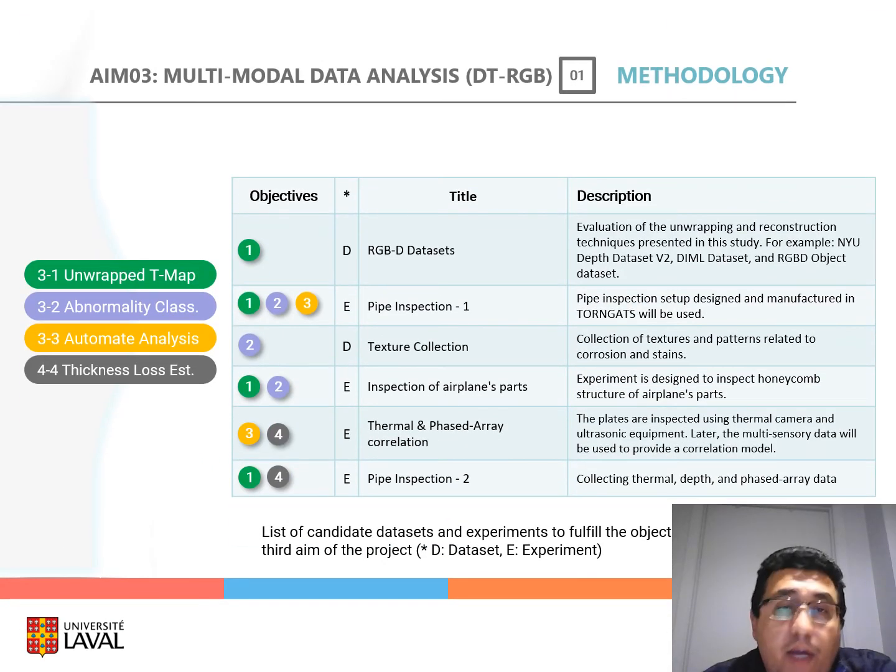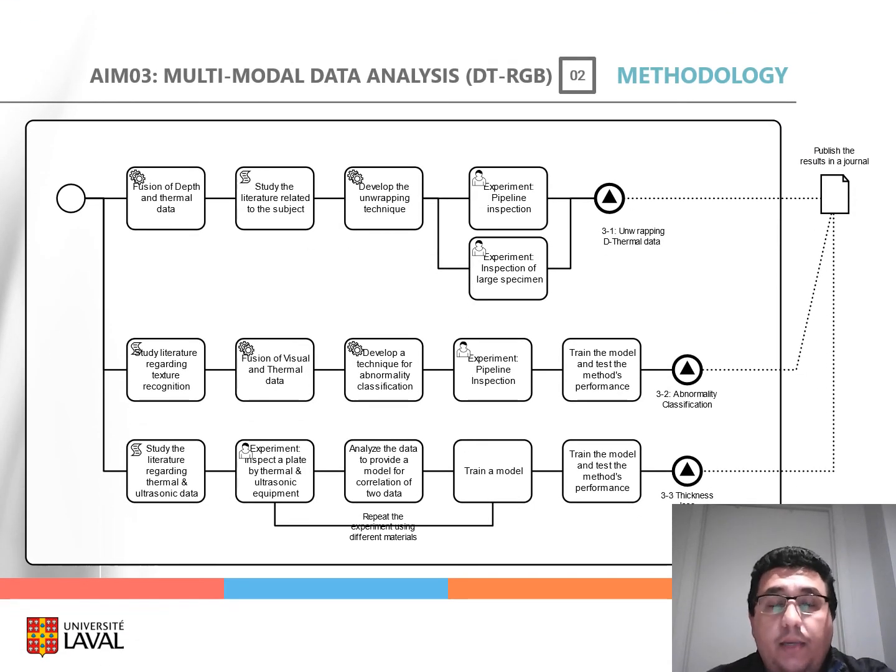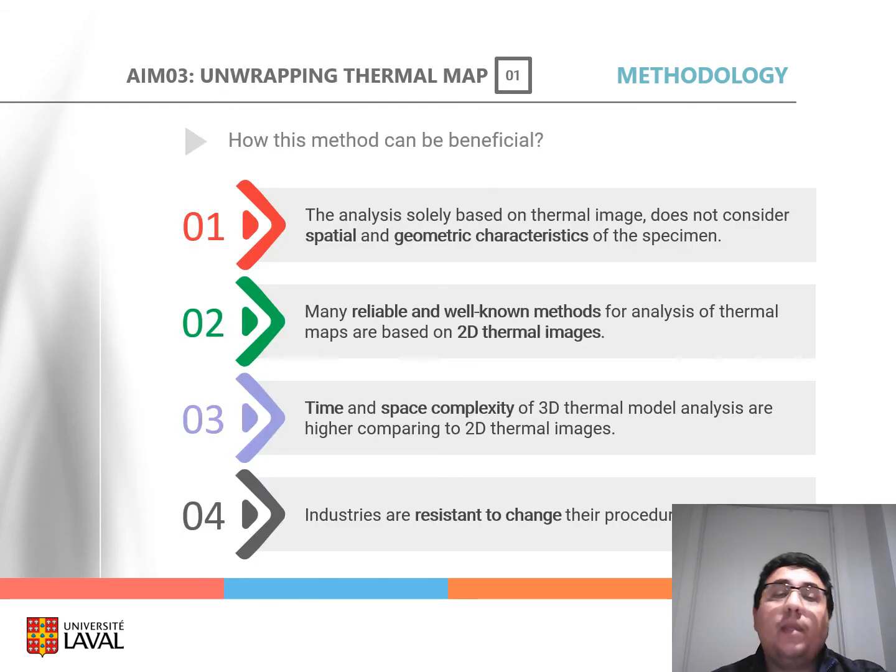For the third aim of this study, we also listed the candidate dataset and experiments here and the related objectives for each of them. Also, you can see the business process flow, same as the first aim of this study.